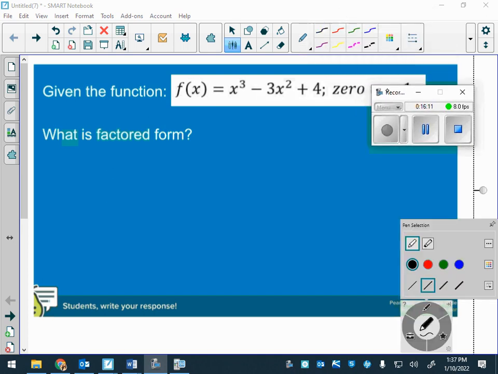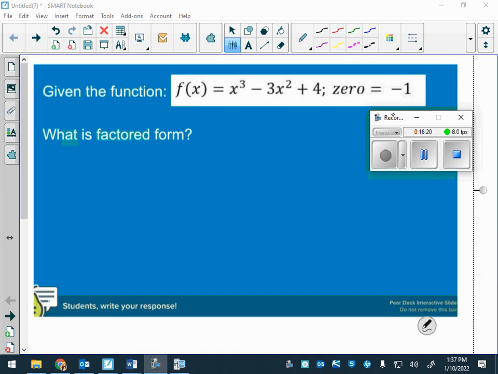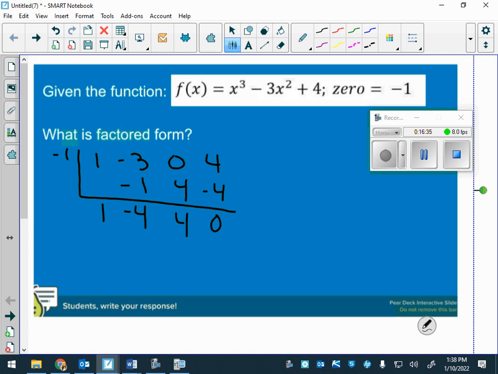All right, so when you are running this and they are giving you a 0 to start with, that's what you're going to start synthetic division with. So you have 1, -3, 0 in its place, and 4. Bring down the 1. Since that is 0 and they're telling you that, that is part of your factored form already. x plus 1 should be included.